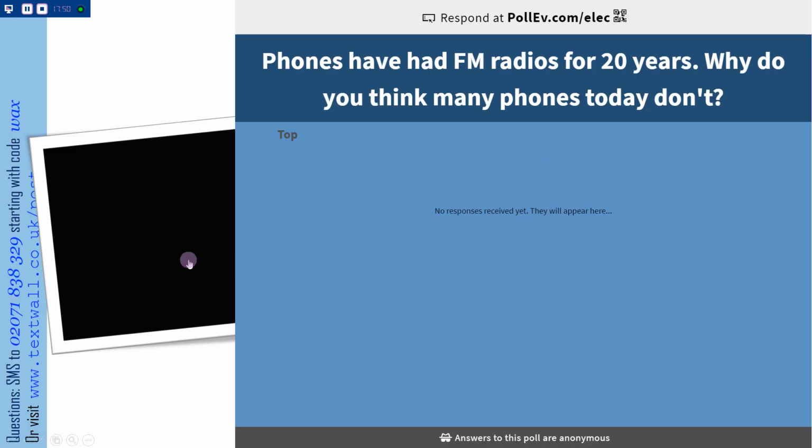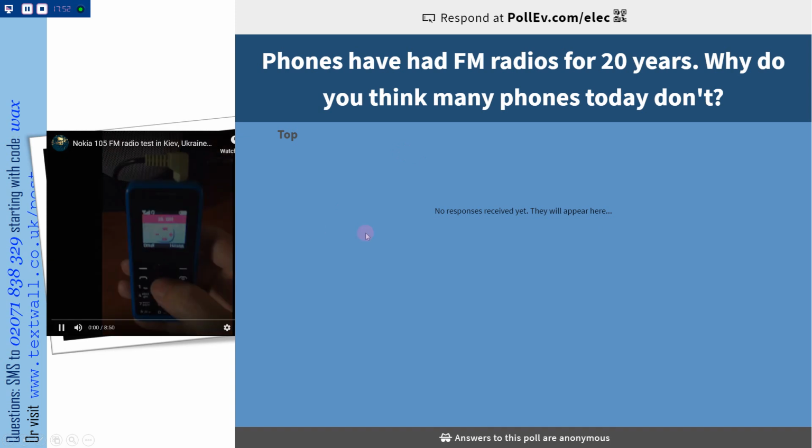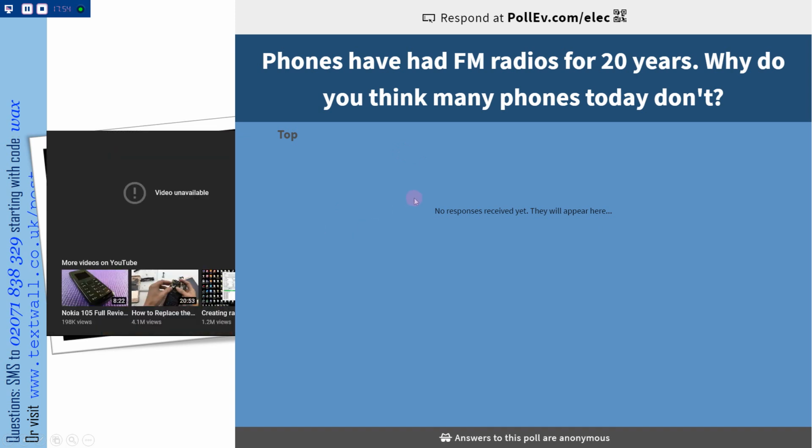Quick question. If you don't have an FM radio, why do you think that's the case? Why would a phone 20 years old have a radio?